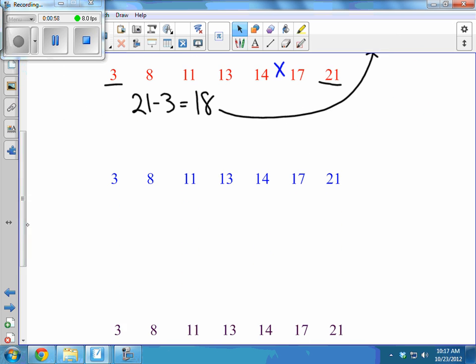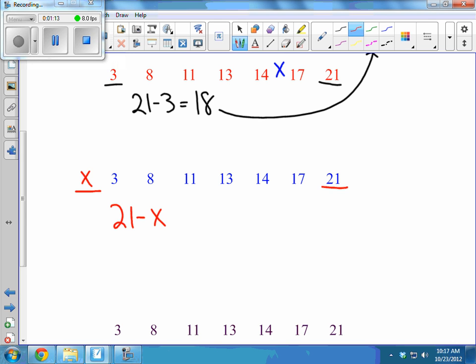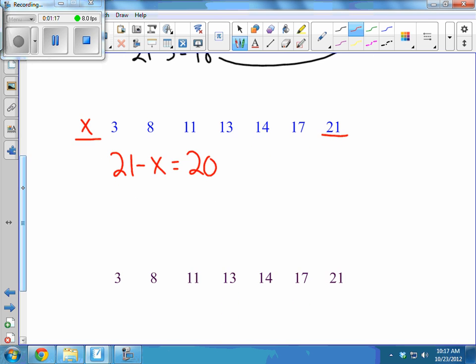The other possibility is that instead of x being in the middle somewhere, it's going to be at one of the ends. So let's say it's before 3. So if I take my greater value of 21 and my smaller value of x and I subtract them, I'm supposed to get 20. Now a lot of you can just look at that and say 21, take away x is 20, so your answer is 1. But if you need to solve it algebraically, what I'm going to do is actually add x first to both sides.